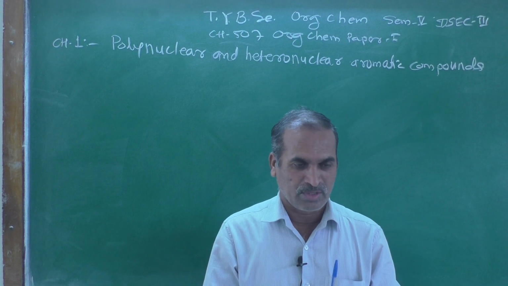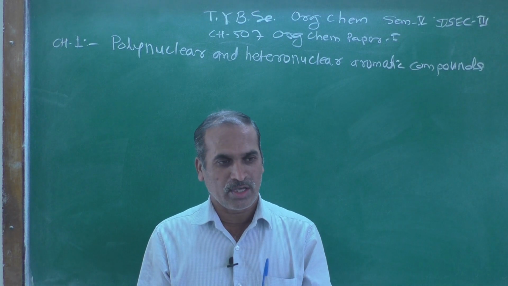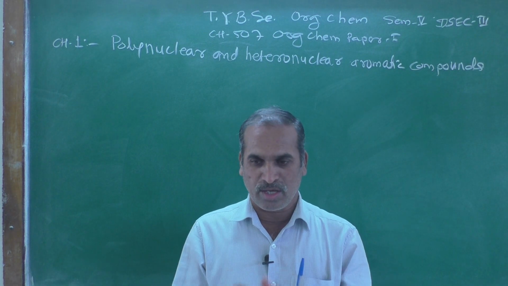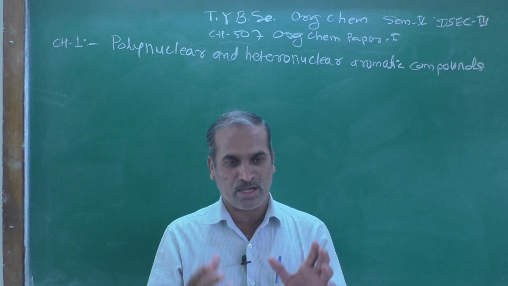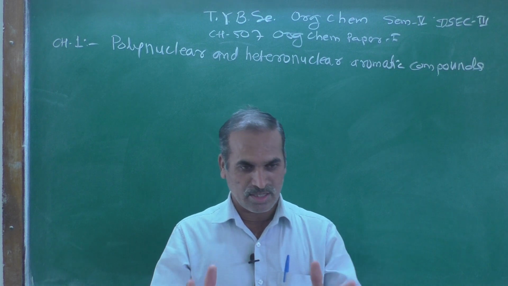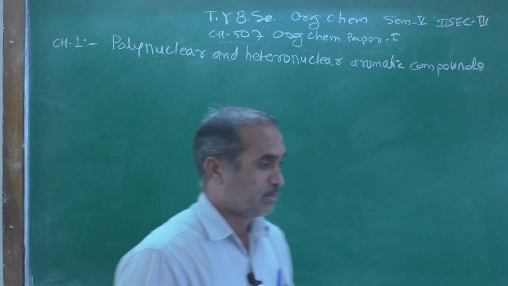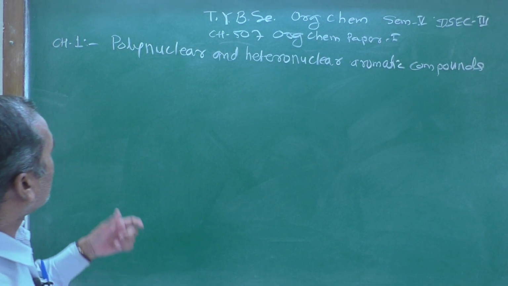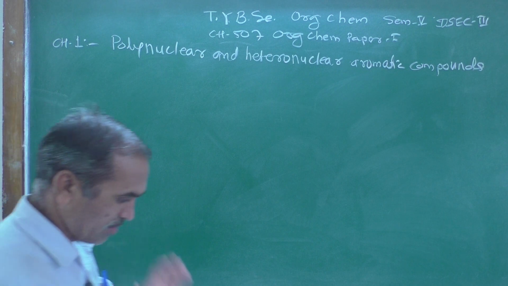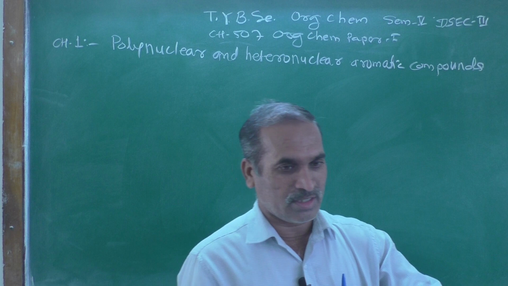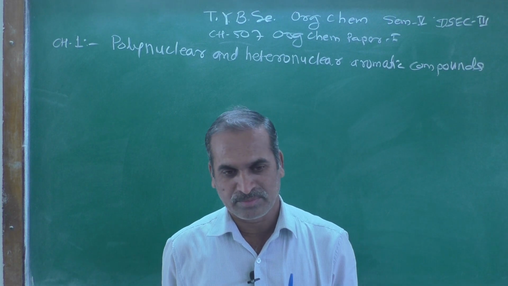So today we are going to learn chapter number 1. We are actually starting today with the actual syllabus, that is chapter number 1. The name of that chapter is Polynuclear and Heteronuclear Aromatic Compounds. This is the topic's name, or chapter's name.